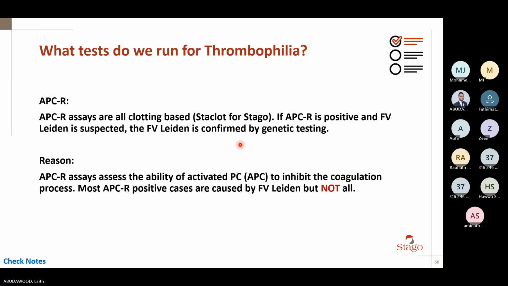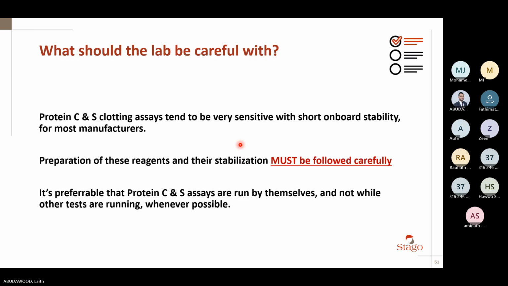Okay? So this cutoff will differ from manufacturer to manufacturer. Some of them report ratio. It depends. For Stago's case, the cutoff is 120 seconds. More than that, you are normal. Now, we are done with the testing, with the normal stuff.